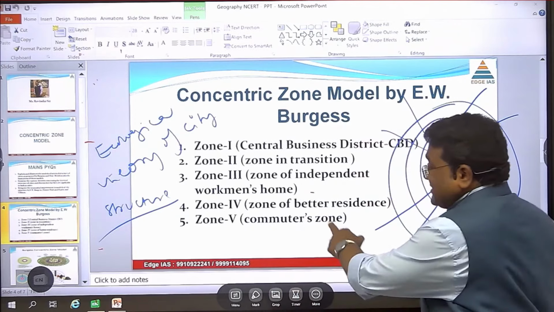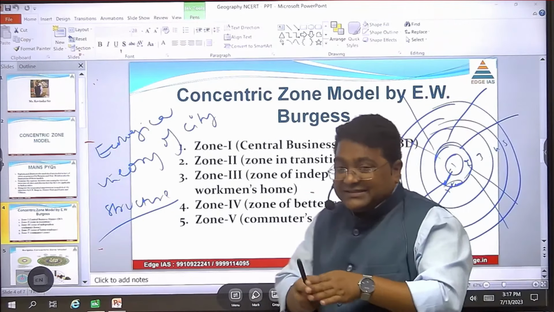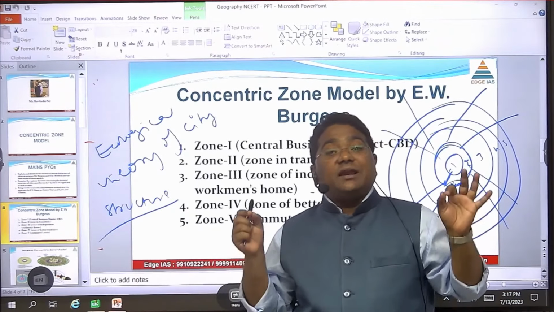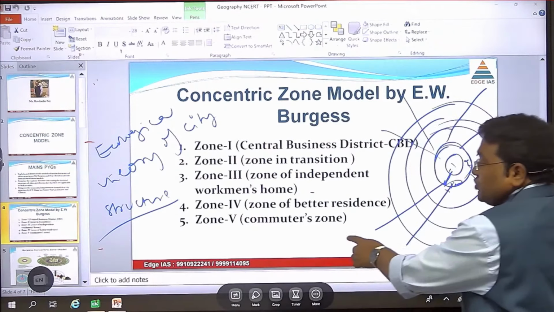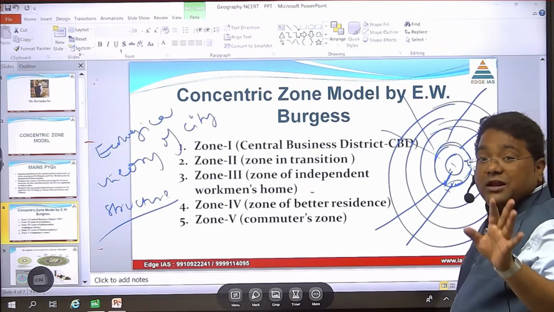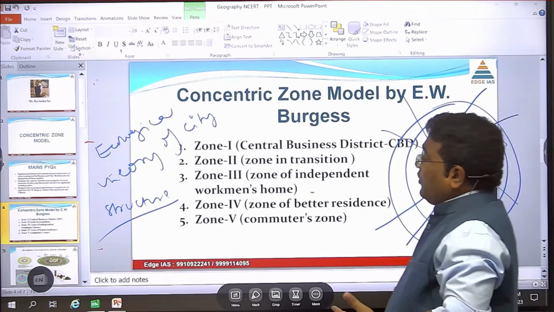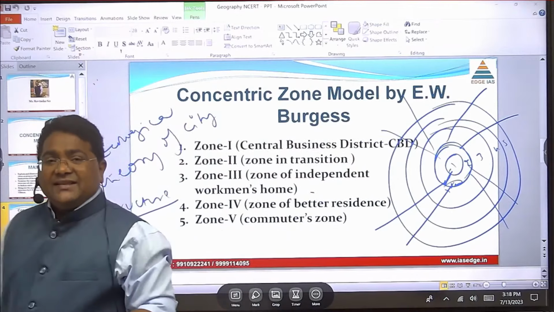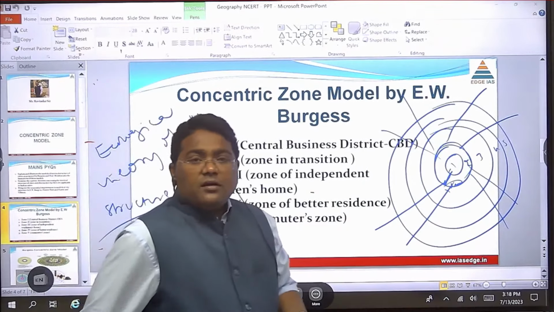I hope you are understanding. And the zone 5 people are present in a separate, isolated area because they want to enjoy their life in their particular place. That's why they are very far from zone 1. They are ready to bear the transport cost also. They don't mind, right? Now, this author describes the city in a circular, concentric manner.